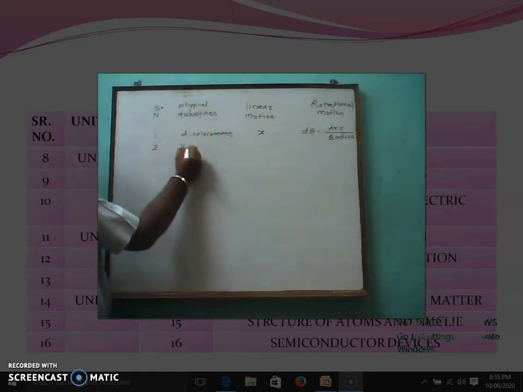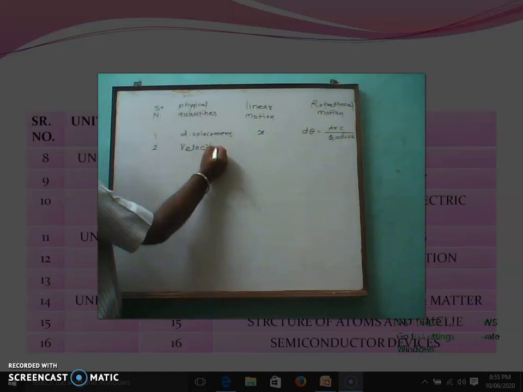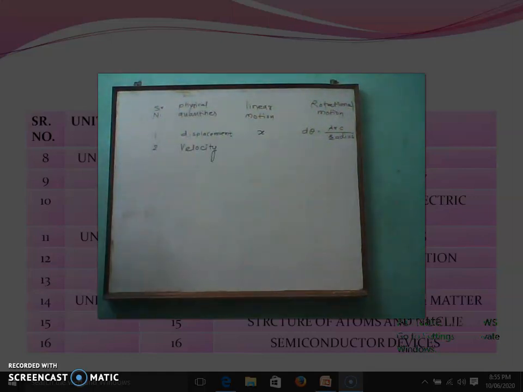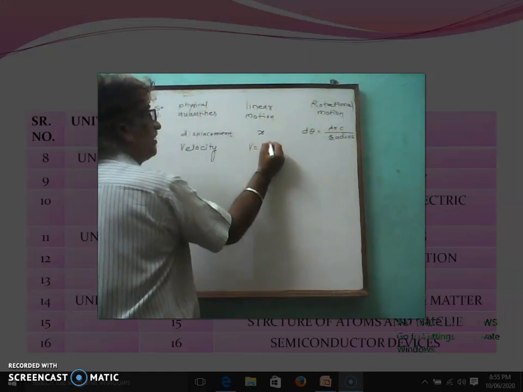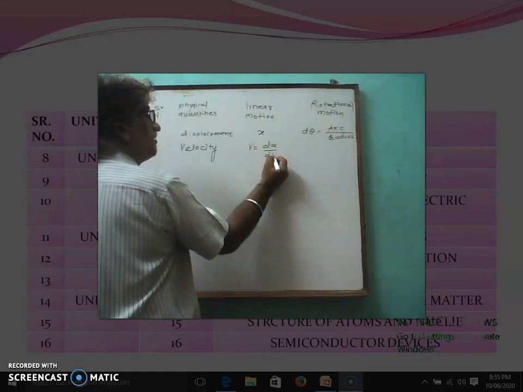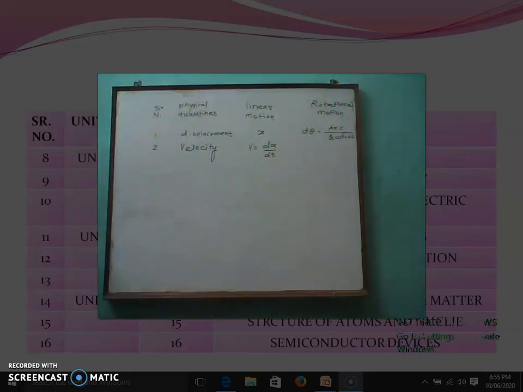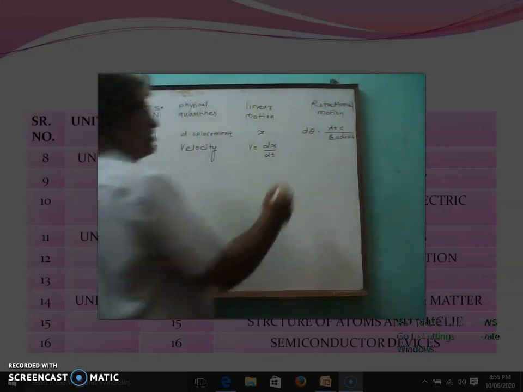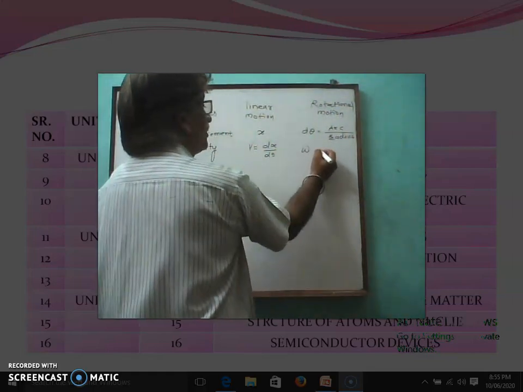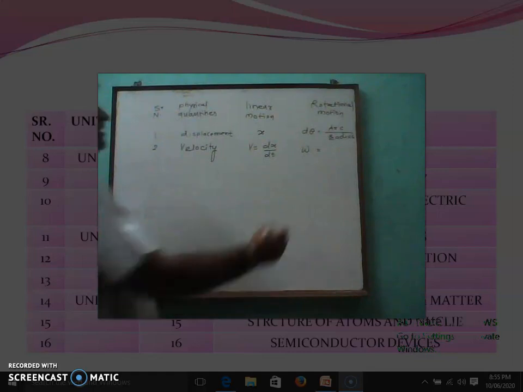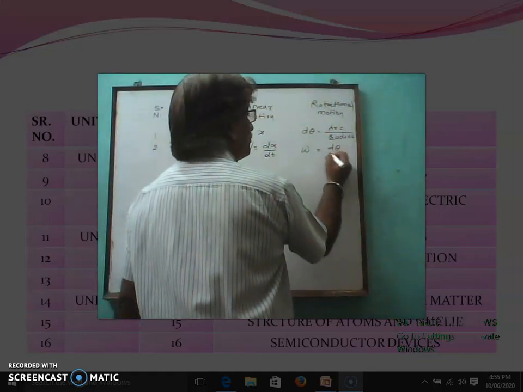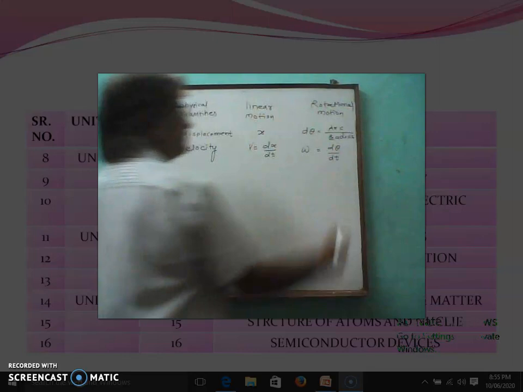Second is velocity. Velocity in linear motion is said to be linear velocity, which is the rate of change of linear displacement with respect to time, that is dx upon dt. Whereas in rotational motion, the velocity is denoted by omega, and we say that omega is angular velocity, which is the rate of change of angular displacement with respect to time.